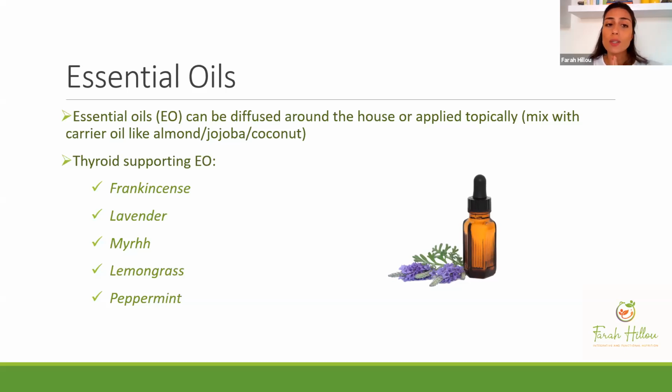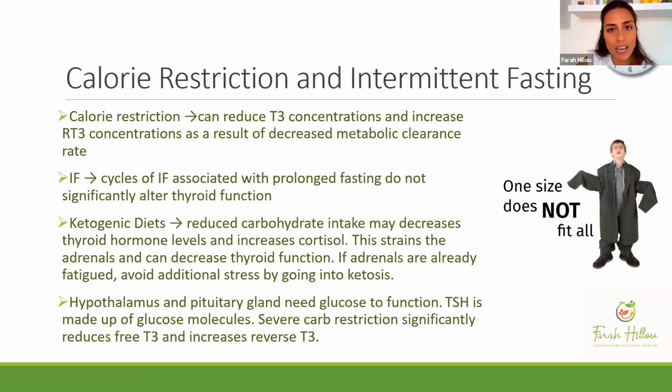Almond oil. So those that can help with thyroid: frankincense, lavender, lemongrass, peppermint as well. Okay, just a note on calorie restriction and intermittent fasting and even keto diets. Look, again, it's not one size fits all. So it's really important to see what's going to work with your body.